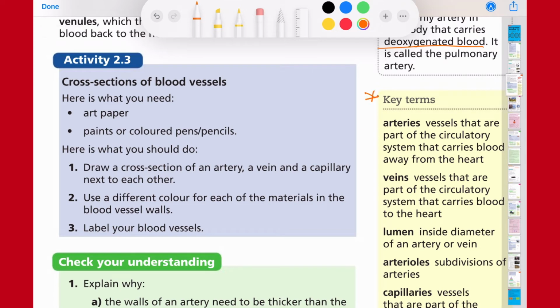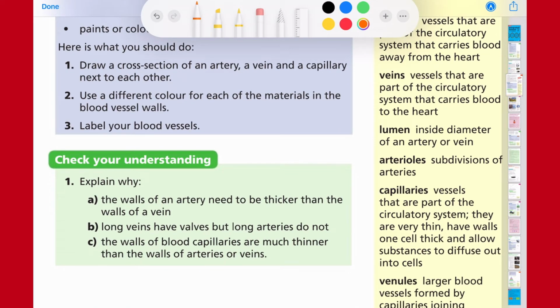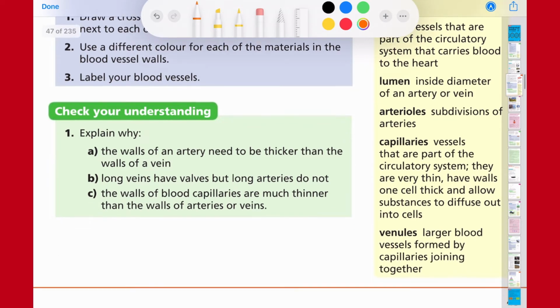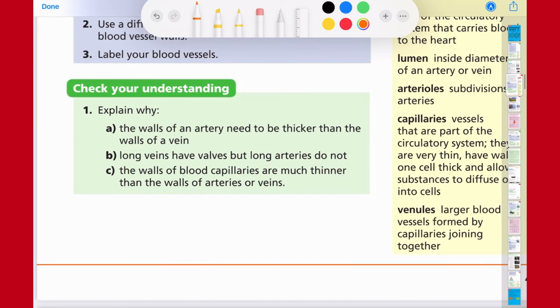On this side here is a definition of arteries, veins, lumen, arterioles, and capillaries. Please take note of it in your notebooks. These are definitions that you need to know for your entire time in the study of integrated science. So as part of your homework for today, I would like you all to answer question 1, which is at the bottom of page 45. Right, so this is page 45 in your textbook. You are going to answer question 1, parts A, B, and C.